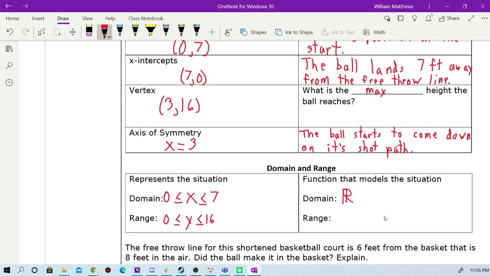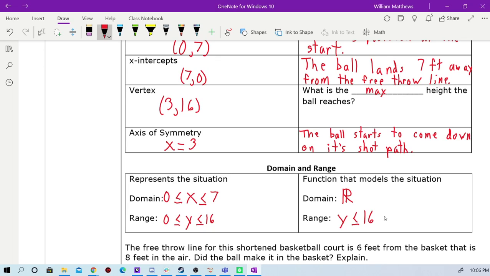Our range still has a max value, but it doesn't have a minimum value anymore. As we can go through the ground, we can keep going into negative territory. So what we say is that our range, our y value, is going to be any value less than or equal to the max height, which was 16.